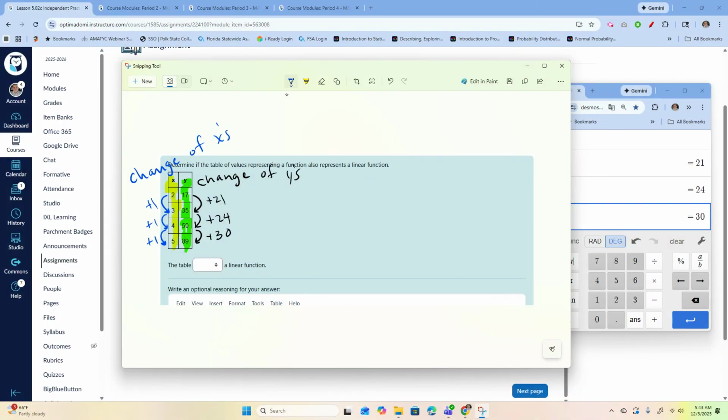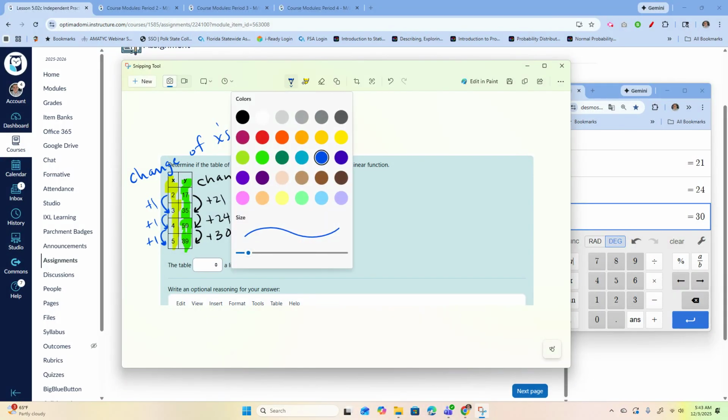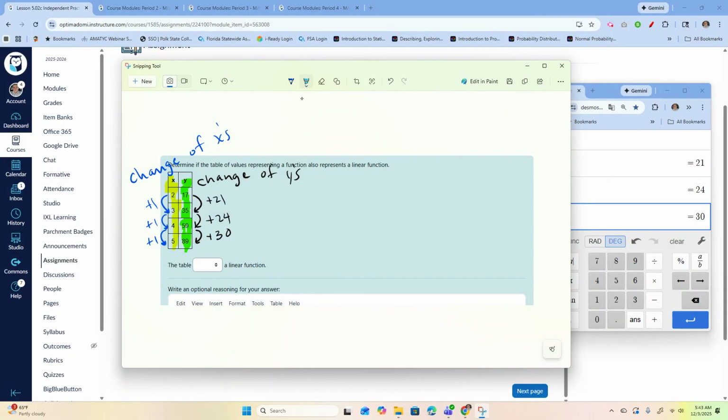Now, how do I know if it's a linear function? I have the same change on the x, they're all plus 1, but for the y's, now that's a problem. I'm not changing by the same number on the y's. So because I'm not changing by the same number, we say that this is not a linear function. And that's how we do this. Now the rest is on you. All right, I hope this helps.